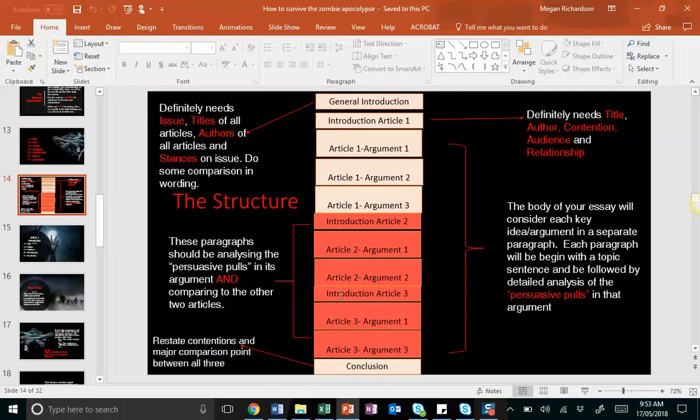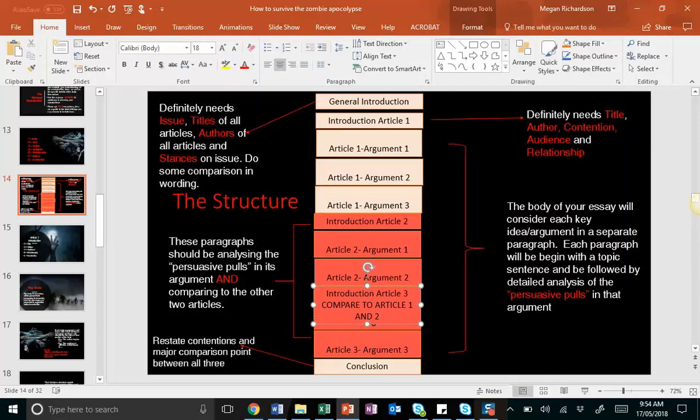Then you move into your third article, and that article would compare to Article 1 and 2. So that would be able to talk about both articles, whereas Article 2 would only really talk about Article 1. Okay, does that make sense? Because it wouldn't talk about Article 3.